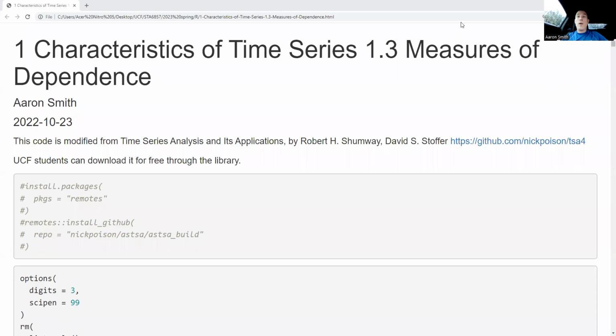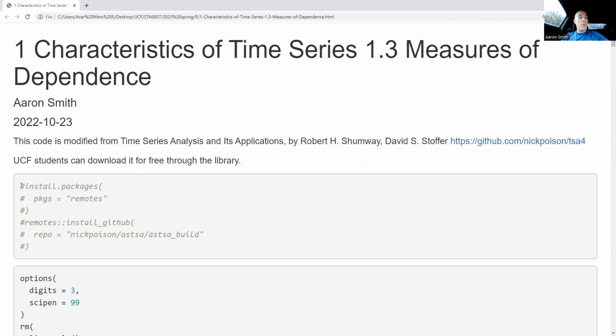Hi, in this video, we want to take a look at measures of dependence for time series. We're going to be working through some examples from Time Series Analysis and Its Applications. Here are the authors, and here is their GitHub page.